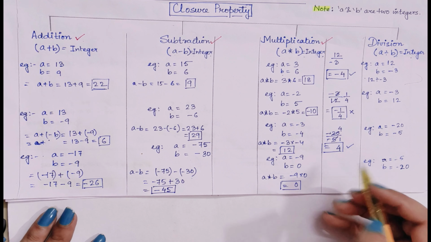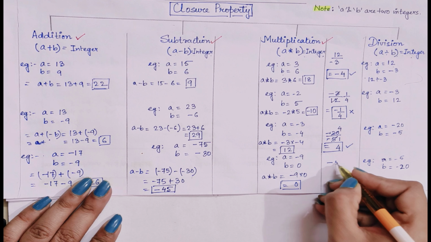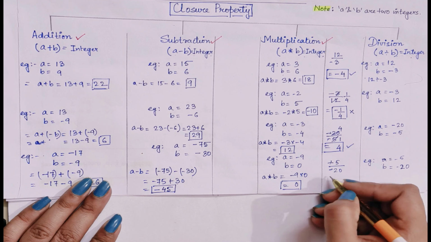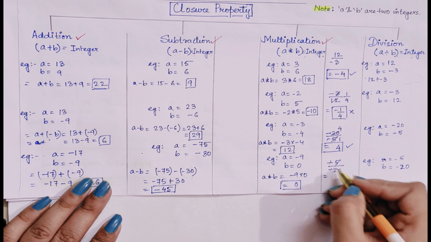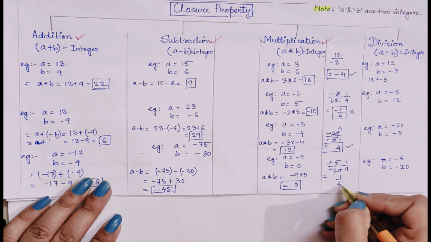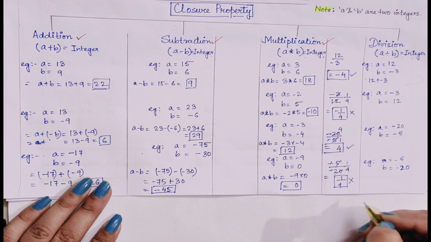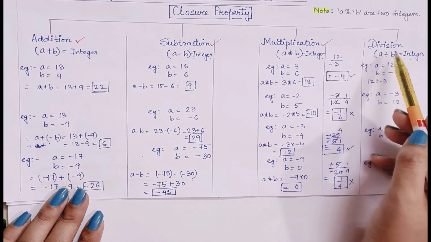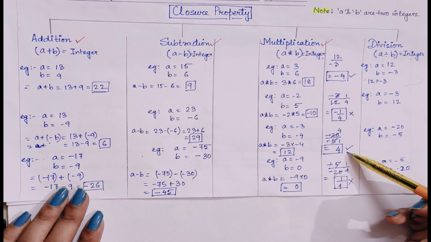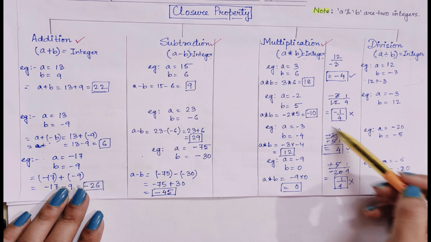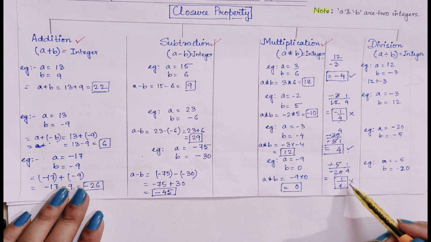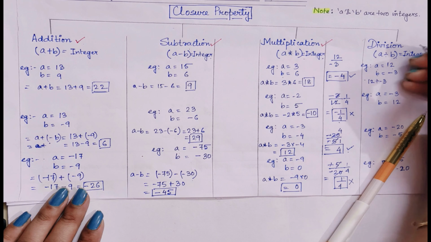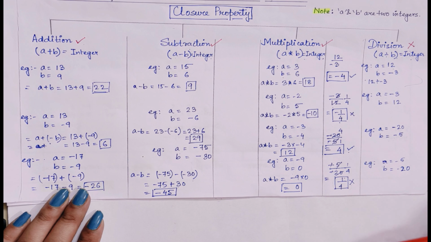If you look at the last example, if I take a to be -5 and b to be -20, then two negative integers getting divided will give me a positive quotient, and the answer will be 1/4, which is again a fraction and not an integer. So we see here that the closure property for division holds only in some cases when we are getting integers, but whenever we are getting decimals or fractional form, then we cannot say that the division obeys closure property. So this will not obey closure property.